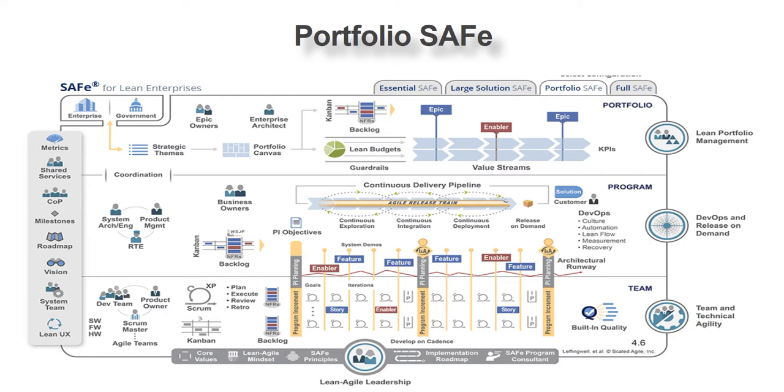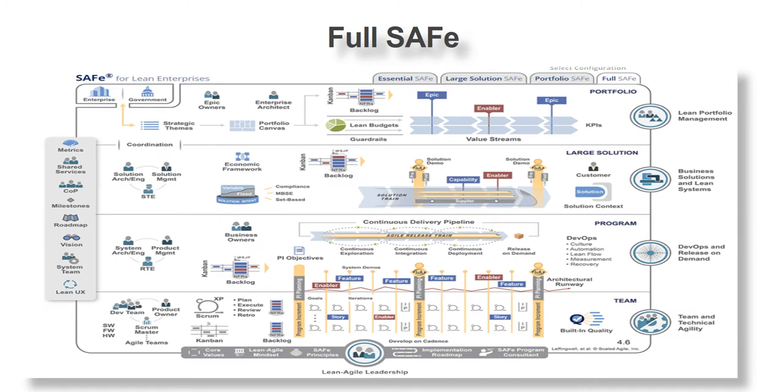And the full SAFe is something where, say, you have SAP implementation, you have ERP implementation, you have CRM implementation. So you would have more than 3,000 to 5,000 people working on that, and that is where you would go full SAFe, and you would adopt the whole configuration or the whole framework to the fullest. So this is just a very, very high level introduction to the world of SAFe.